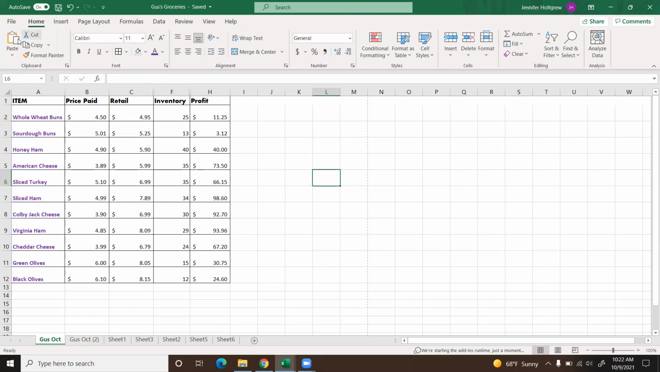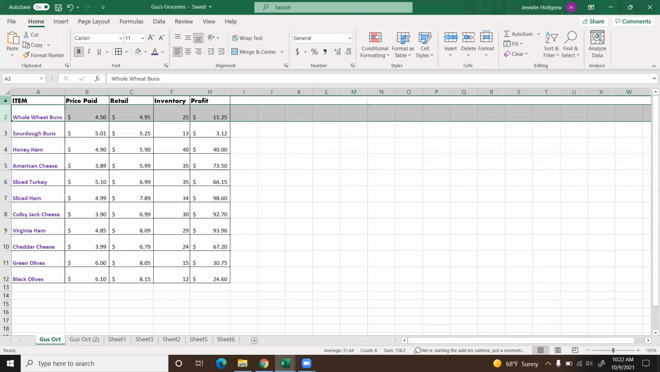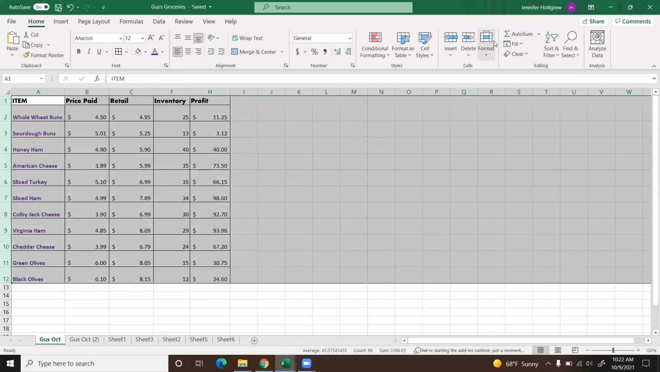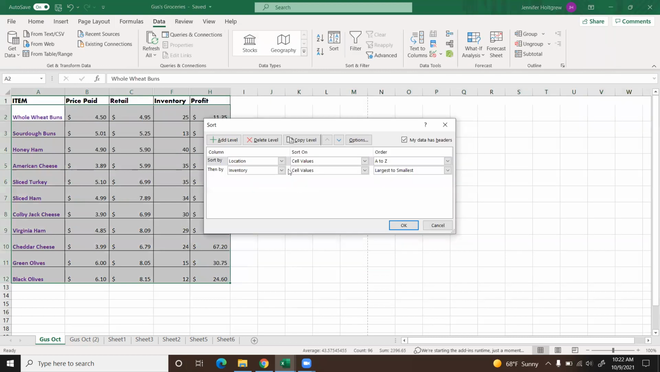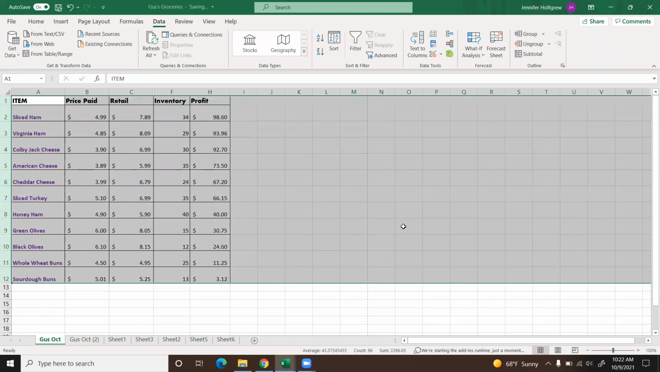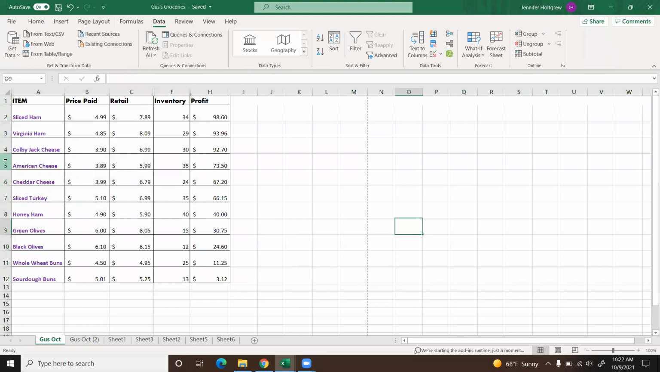So after I've hidden those, I want to come over here and do a sort. All right, now I already have levels from the last time, so I'm going to delete a level because I no longer want to sort like that. I'm going to sort it by profit, and I want to go from the largest to the smallest. As you are looking at your information, you've gotten rid of the extraneous information we don't need right now. We'll need it again. And this is what it looks like.